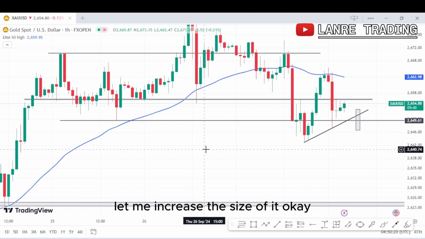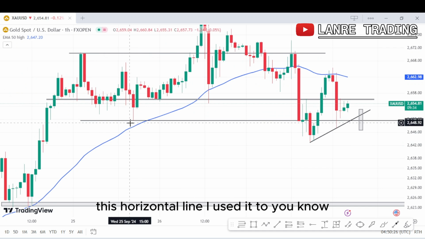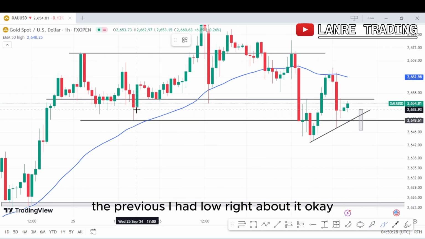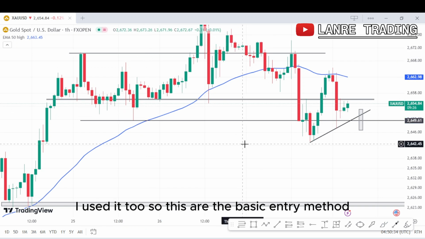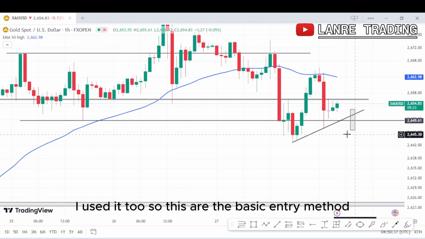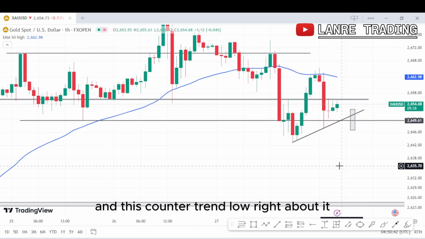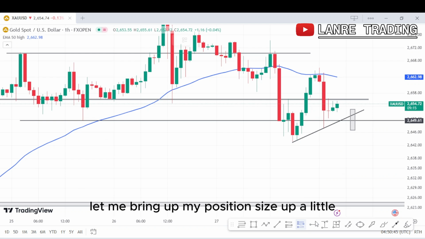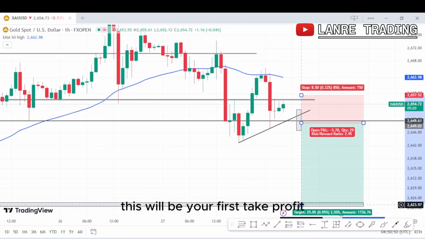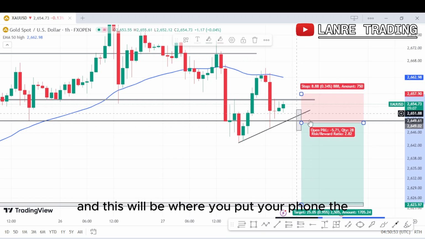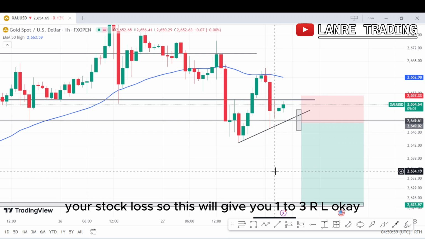Let me increase the size of it. You see this horizontal line, I used it to mark out the previous higher low right about here. So this is the basic entry method. You need price to take out this low right about here and this counter trend line. So all you need to do is, let me bring out my position size calculator. This will be your first take profit, and this will be where you put your stop loss. So this will give you a 1 to 3 RR.